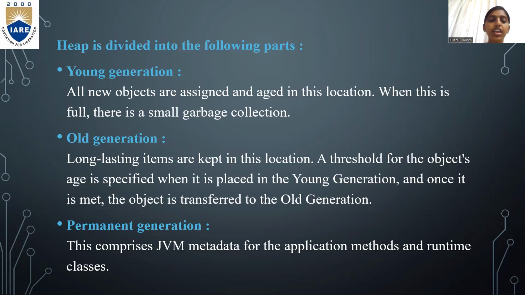Coming to the first one, young generation: all new objects are assigned and aged in this location. When this is full, there is a small garbage collection. Coming to old generation, long-lasting items are kept in this location. A threshold for the object's age is specified when it is placed in the young generation, and once it is met, the object is transferred to the old generation. Permanent generation compresses JVM metadata for the application methods and runtime classes. As you all know, JVM is Java Virtual Machine.